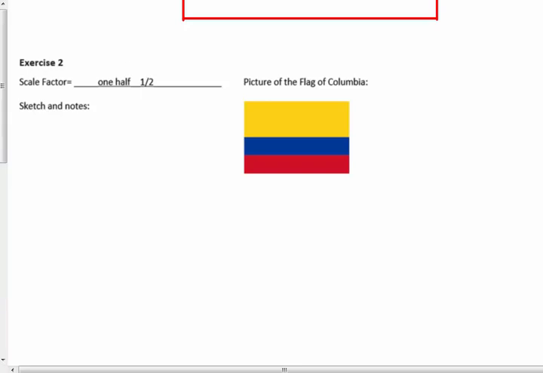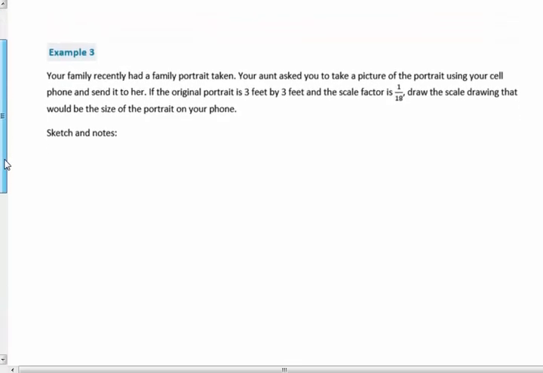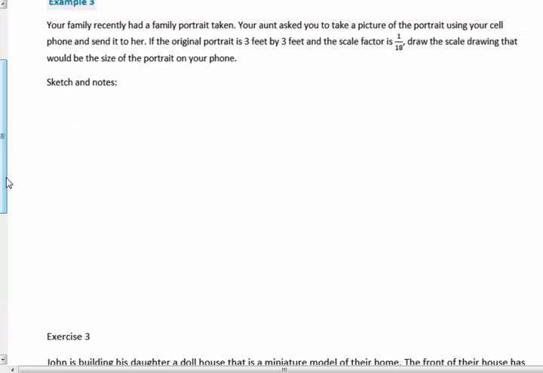So let's go to the last page here. Example 3 says, your family recently had a family portrait taken. Your aunt asked you to take a picture of the portrait using your cell phone and send it to her. If the original portrait is 3 feet by 3 feet and the scale factor is 1/18 of a foot, draw the scale drawing that would be the size of the portrait on your phone. Well, we know pictures on a phone are very small. This big portrait was 3 feet by 3 feet.